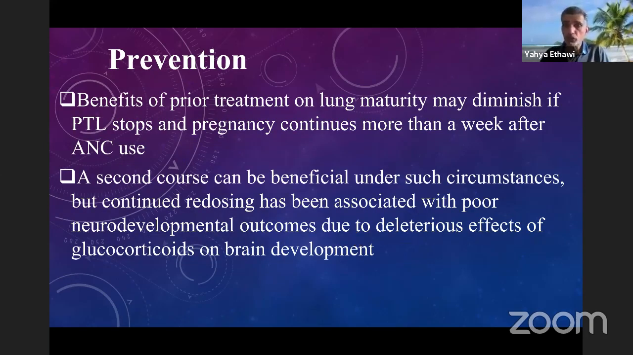The benefit of prior treatment for lung maturity, if the labor continues more than 1 week, is questioned. And therefore, sometimes people use a second course. Now, the second course is either boosting or rescuing. We will not talk about it now, but we will when we take the antenatal steroid. So either you boost it by 1 dose every week, or you repeat the course. So you keep boosting it by 1 dose every week until labor, or wait and then give another dose.